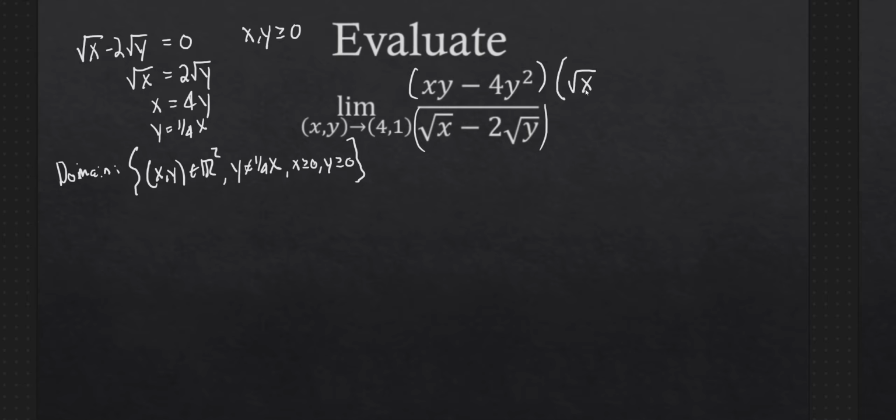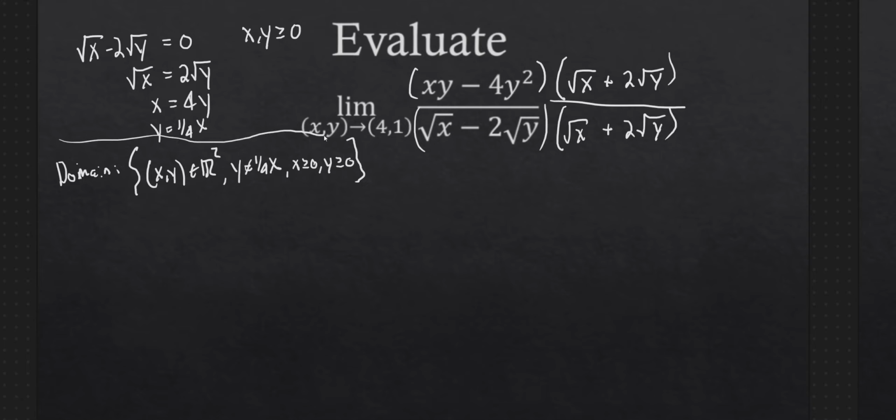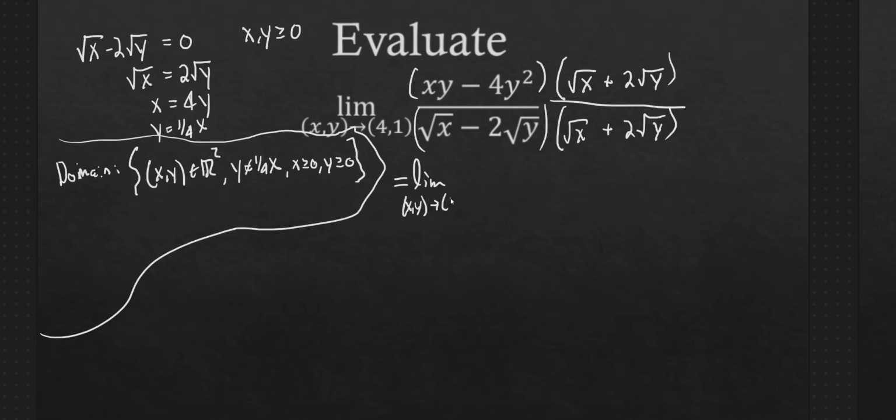Right? This is a technique from Calc 1. I'm going to multiply top and bottom by square root of x plus 2 square root of y. All right, well, what's that going to do for me? My domain kind of leached in over here, so I'm just going to try and do that. So this limit is equal to, I still have the limit as (x, y) approaches (4, 1).